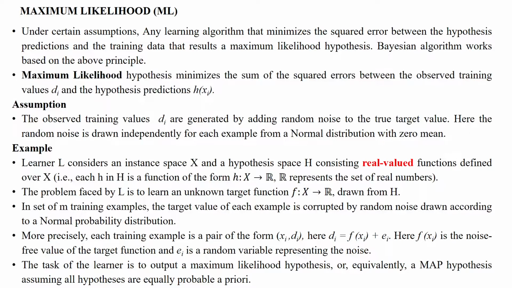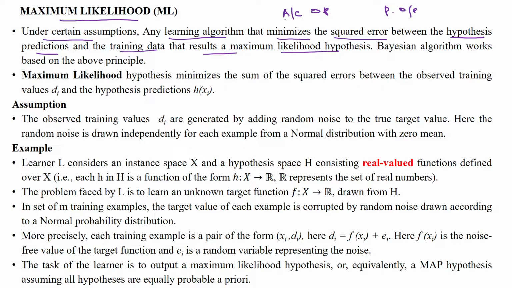Hi, this video explains the maximum likelihood hypothesis for given data. Under certain assumptions, any learning algorithm that minimizes the squared error between the hypothesis predictions and training data results in the maximum likelihood hypothesis.